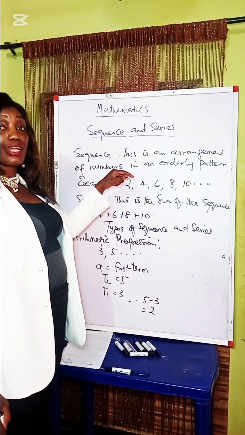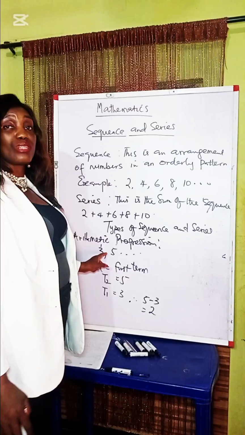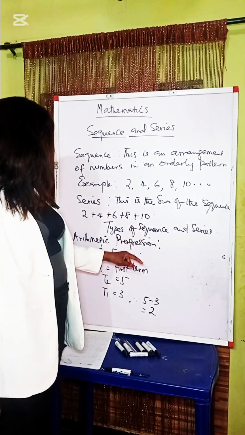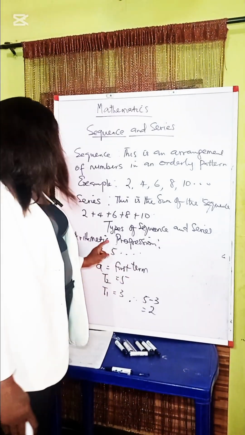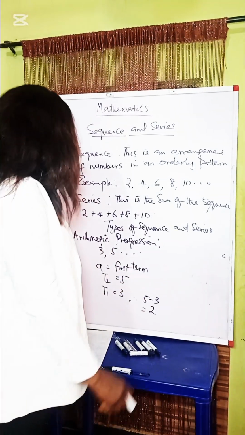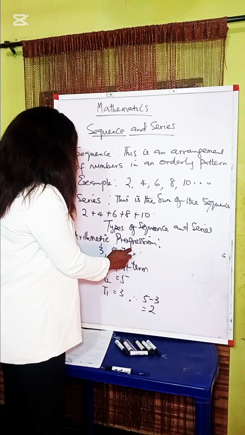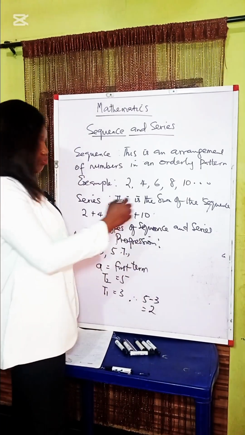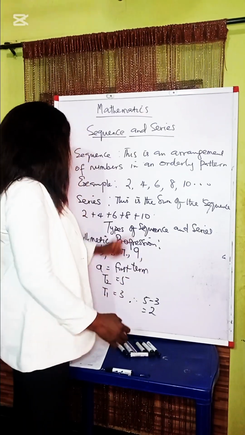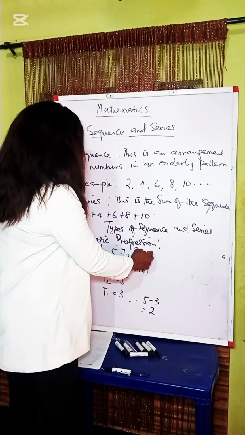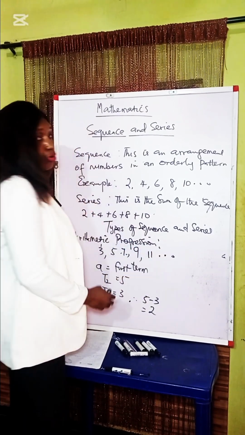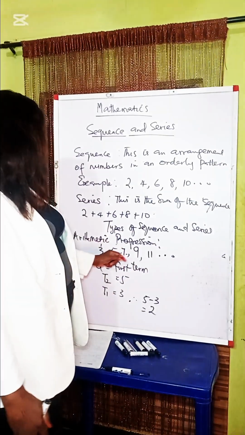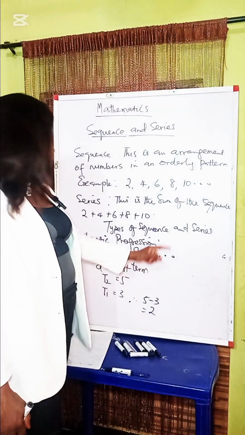For me to get the third term, recall that I told you each number is regarded as a term. I will simply say 5 plus 2, which gives us 7. That's the third term. Then the fourth term will be 7 plus 2, which is 9. The fifth term, 9 plus 2, which is 11, and so on and so forth. That is how we arrange our arithmetic progression in a sequential form.